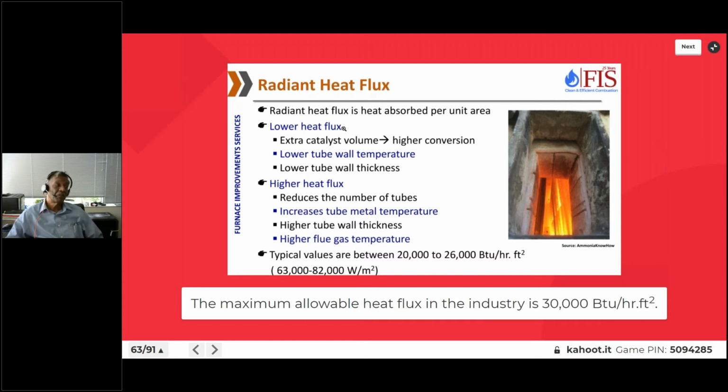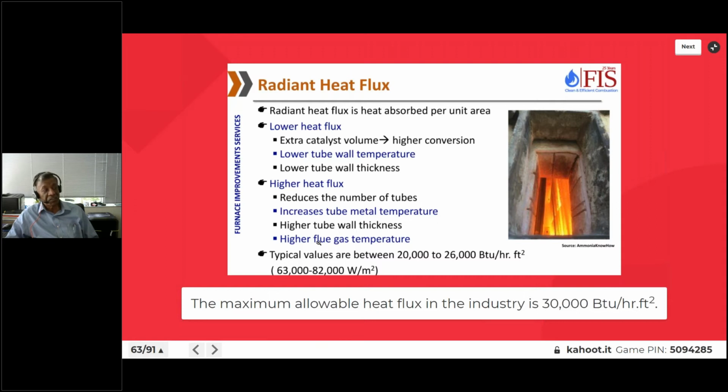And if you have a lower heat flux, you will get extra catalyst volume, lower tube wall temperature, and lower tube wall thickness. All good things are happening, but the furnace becomes expensive. Nothing comes free. If you have higher heat flux, you reduce the number of tubes, you increase the tube metal temperature, your tube wall thickness also goes up, and the flue gas temperature is higher.